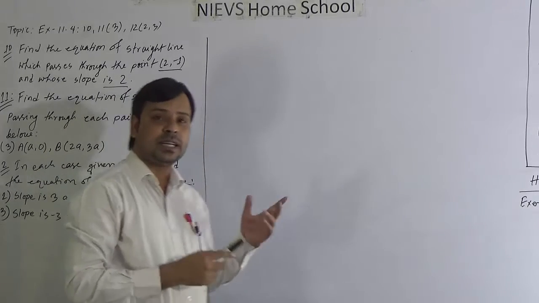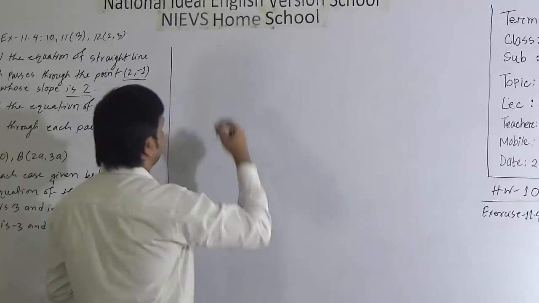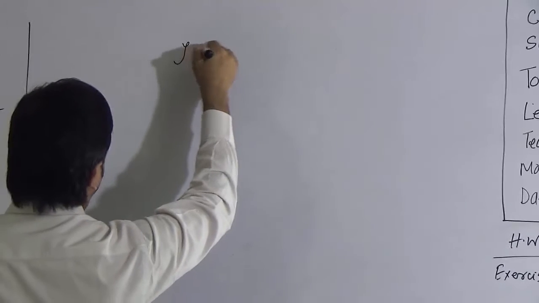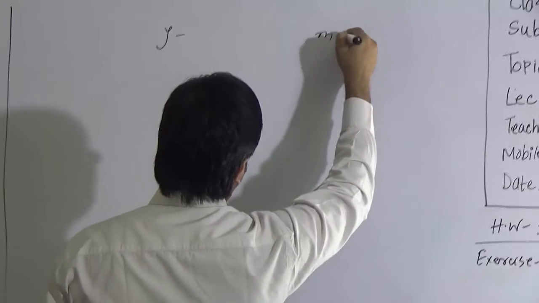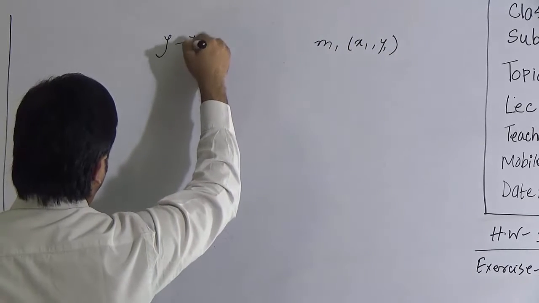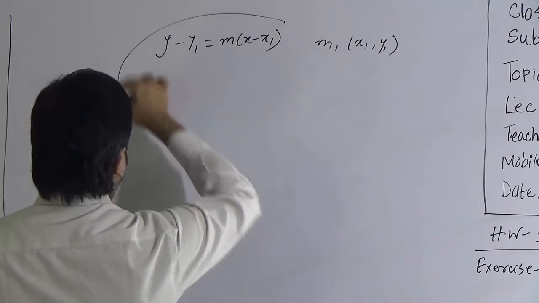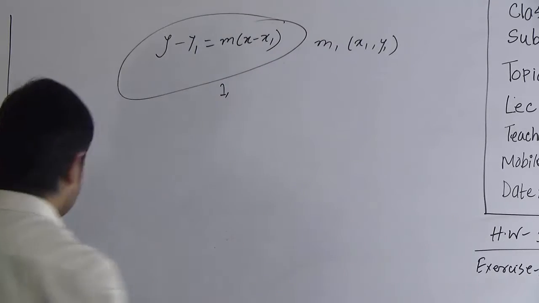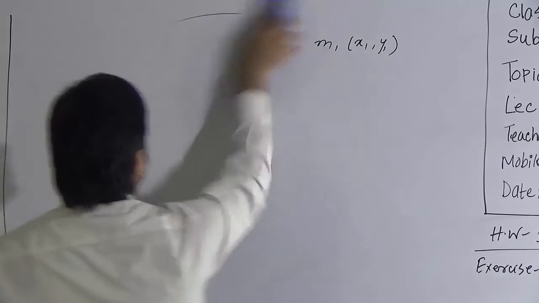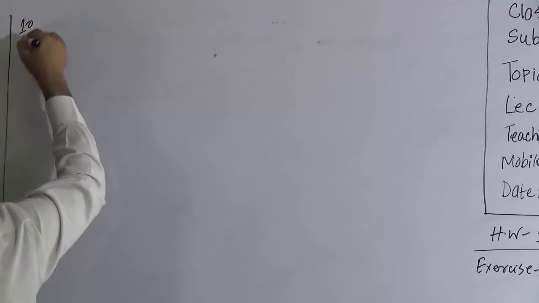Dear students, to determine the equation of straight line when a point and the slope is given, you know a formula: when the slope is m and another point is x1, y1, then the equation of straight line will be y minus y1 is equal to m into x minus x1. Applying this formula, we can solve question 10. Okay, dear students, so we can write here the solution of question 10.